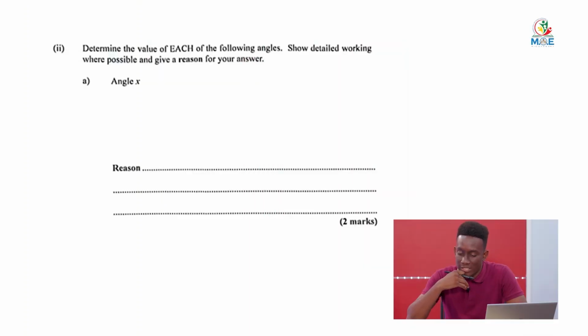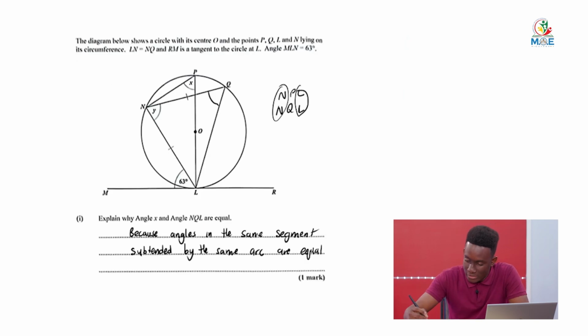Next question says, determine the value of each of the following angles. Show detailed work and where possible, give a reason for your answer. So they want us to find angle X, the same angle here. So let me erase this. We see the only angle they give us is 63, so that means of course we have to use that 63.